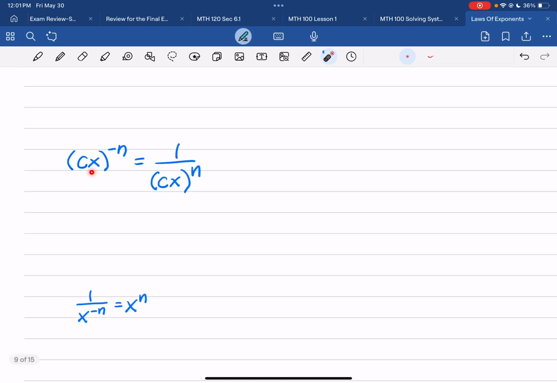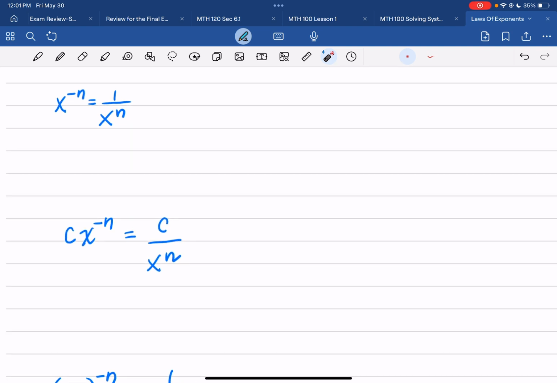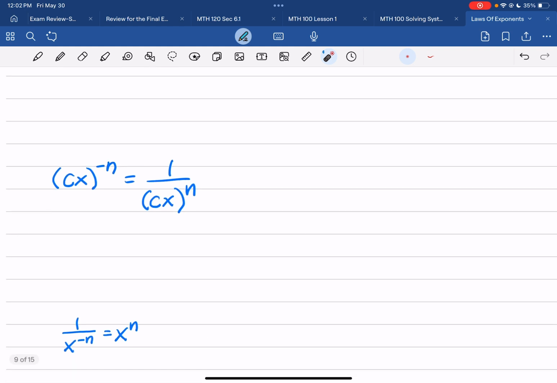If the entire product cx is in parentheses raised to the negative n, the entire product goes to the denominator raised to the positive n, and of course the numerator is a 1. So in two cases the numerator will be a 1, but in the case where the coefficient is not affected by the negative exponent, that coefficient is your numerator.